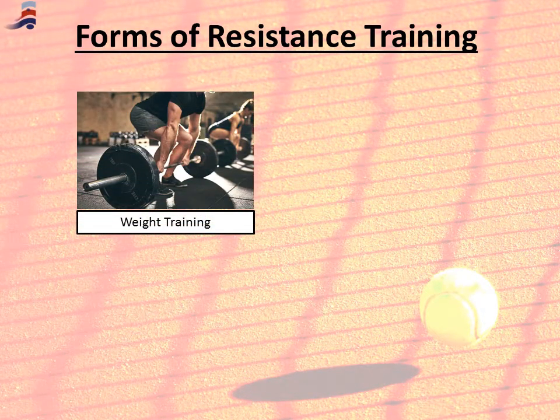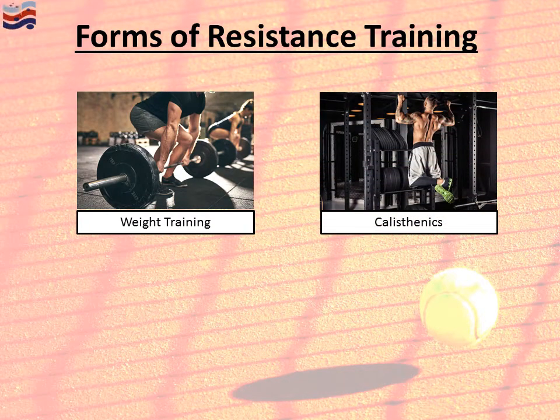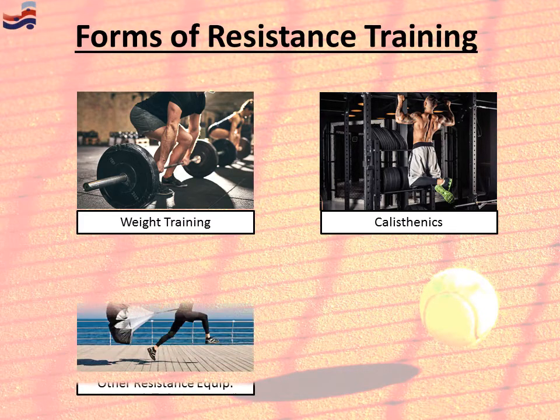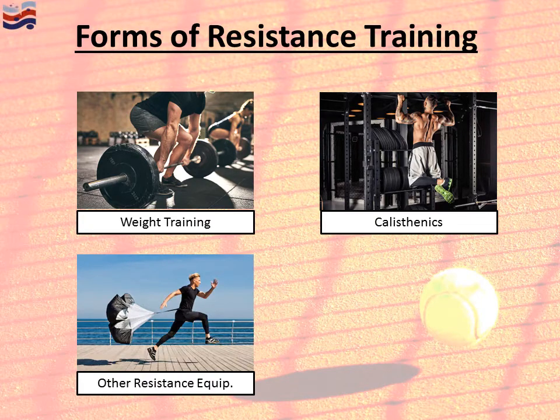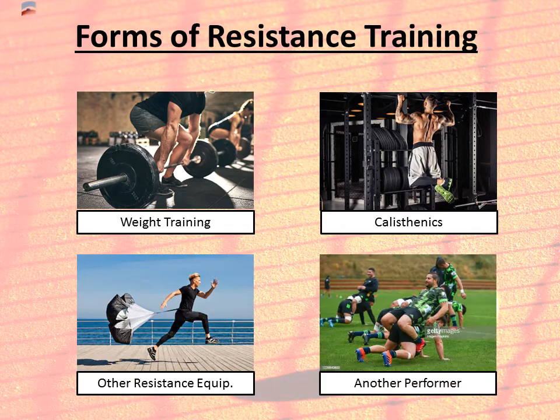So looking at this in a little bit of closer detail, as we said, weight training is the most traditional form of this, but you can use gravity assisted exercises or body weight exercises, which are known as calisthenics. This is where you simply use your own body weight as the resistance. Things like press-ups, push-ups or pull-ups. Other types of resistance equipment include things like a parachute or weighted running. And lastly, you can even use another performer to provide that additional weight that you are working against. So various different ways of resistance training.